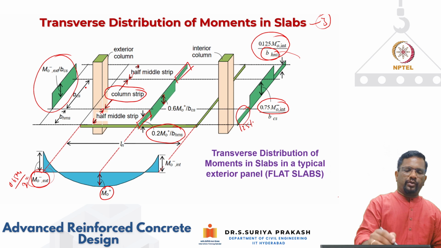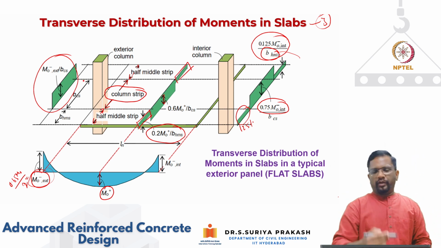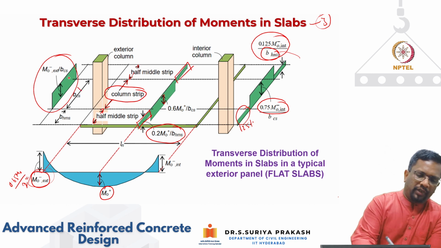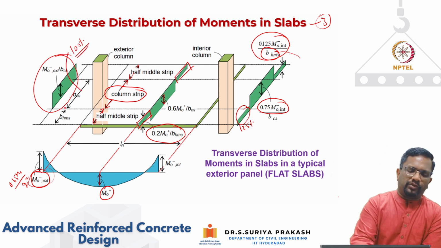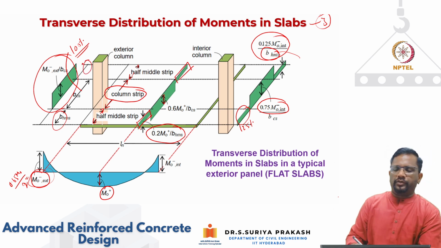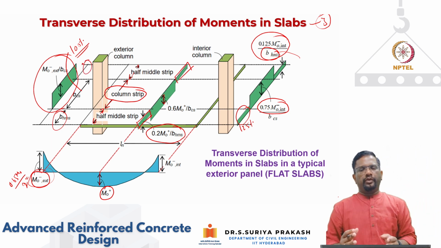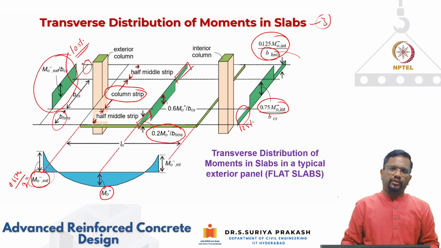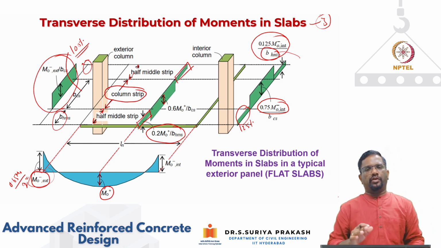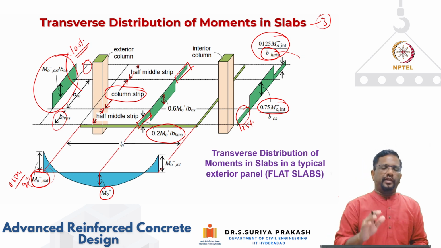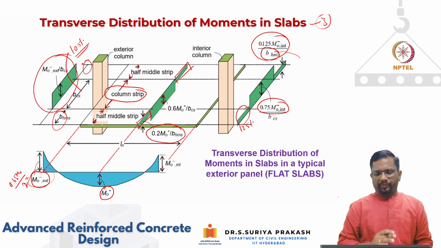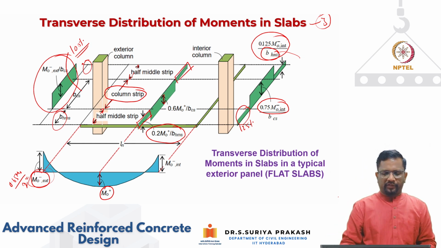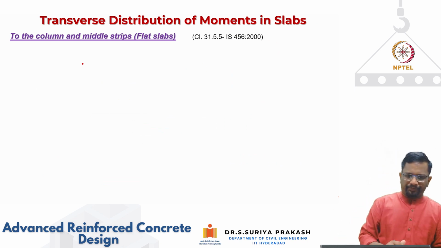Similarly, at the exterior support, all the moment is taken only in column strip. So this region takes 100% of the total moment. Nothing goes to the regions on either side. So like that, the direct design method is giving you guidelines on how we should distribute these moments. This distribution is called transverse distribution of moments in slabs, in the typical extent. Similarly, we do it for the interior.